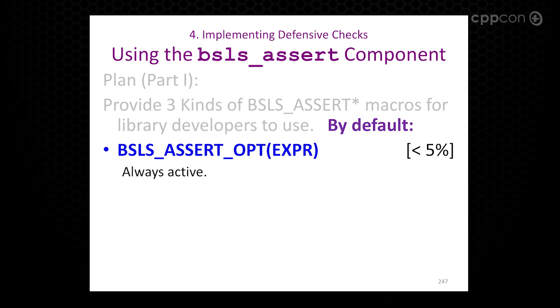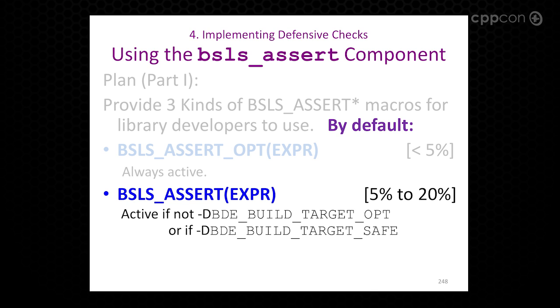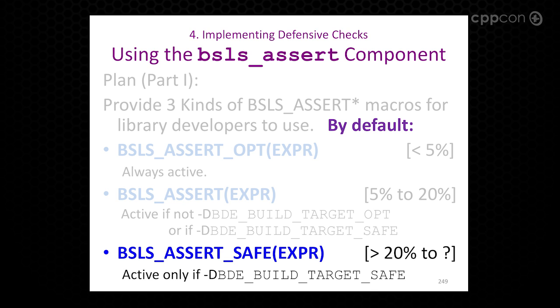Anyway, 3 kinds. And by default, we'll have the optimized one, which costs you less than 5% of your CPU. The regular one, the default one, will be 5 to 20%. And these are approximate numbers. No one is going to go in there and measure it precisely. And the third one will be more than 20%. And so this is the idea. Just in rough terms, we know what a C assert looks like. We're going to give you more than one choice in your library. And I'll explain how this looks in a moment.